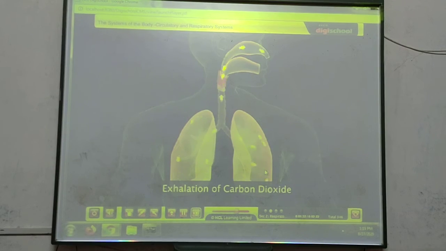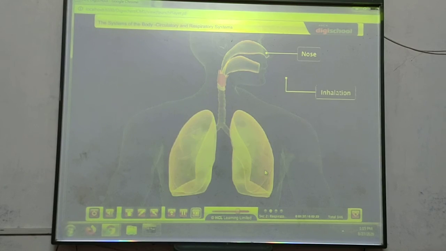Held by exhalation. Organs such as the nose, the windpipe, and the lungs that obtain oxygen and remove carbon dioxide from the body form the respiratory system.